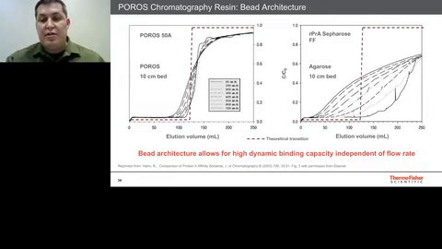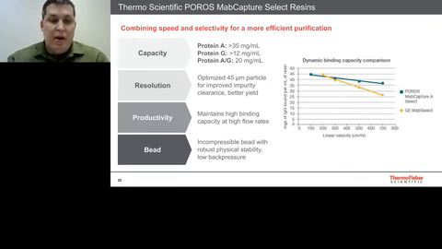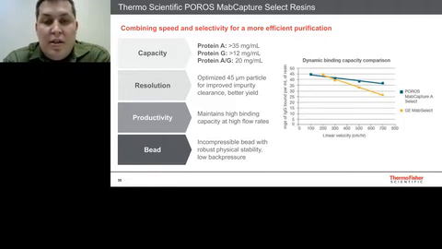This is further illustrated with all of our Mab Capture Select resins. Mab Capture Select resins are all the classical antibody binding ligands, protein A, protein G, and protein AG on the porous bead. All the Mab Capture Select resins are on a 50 micron bead for the optimal performance. Since they are on the Poros bead, they maintain high binding capacity across a large range of flow rates, up to 5,000 centimeters per hour, and also have robust physical stability and low back pressure, making them an excellent choice for scaling up to the process scale.